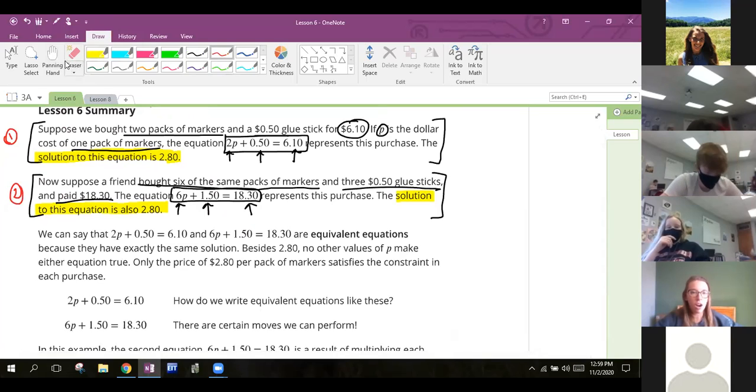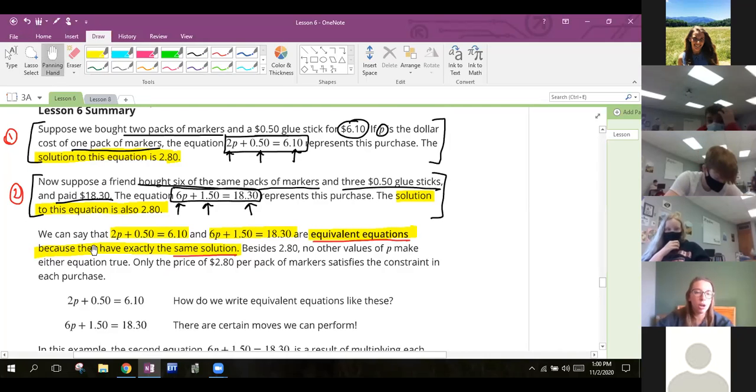All right, so it says we can say that this equation and this equation are equivalent equations. Why are they equivalent equations? Because they have exactly the same solution. All right, it says besides 2.80, no other values of P make either equation true. Only the price of 2.80 per pack of markers satisfies the constraint in each purchase.